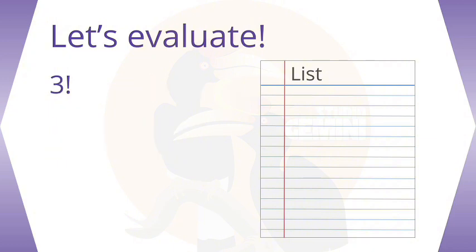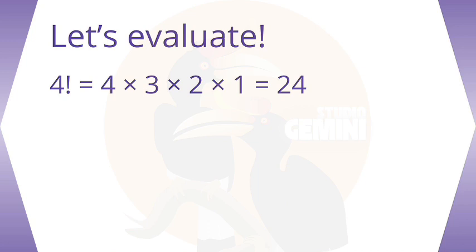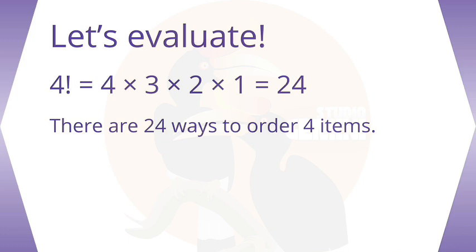3 factorial is 3 times 2 times 1, which is 6. There are 6 ways to order 3 items. Here is a list of all the ways to order 3 items. Each of the 3 letters can be chosen to come first. There are 2 ways for A to come first, 2 ways for B to come first, and 2 ways for C to come first. As we've seen earlier, 4 factorial is 4 times 3 times 2 times 1, which is 24. There are 24 ways to order 4 items.